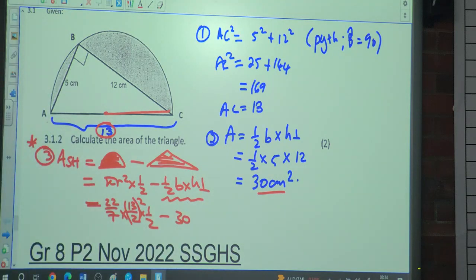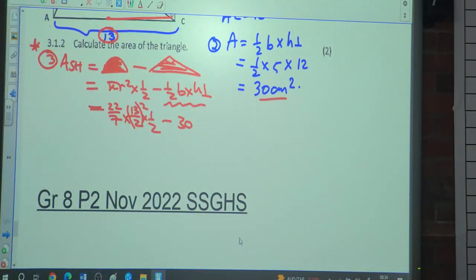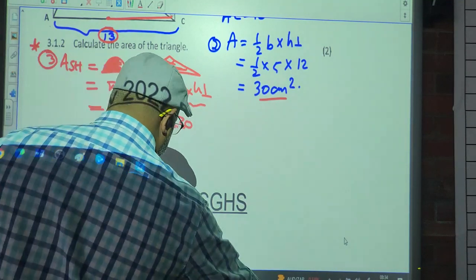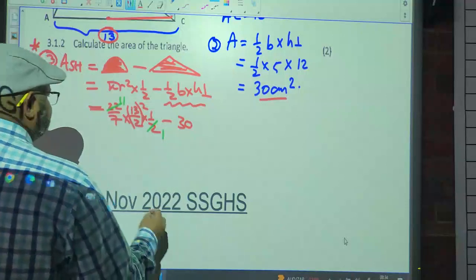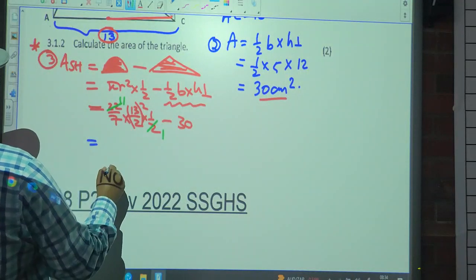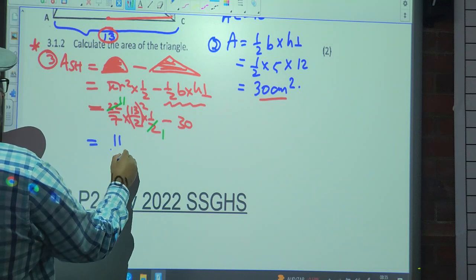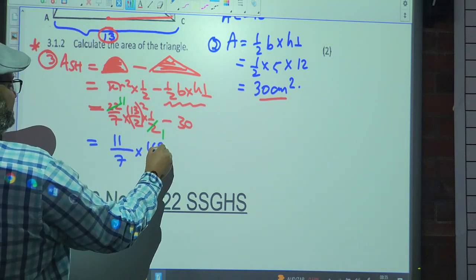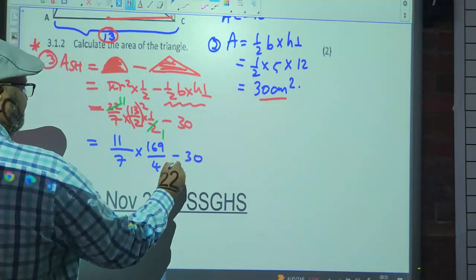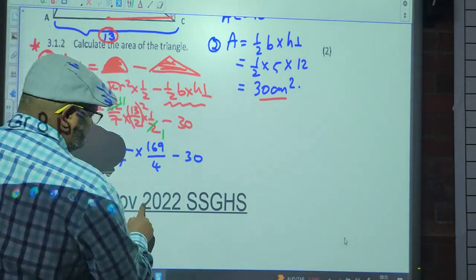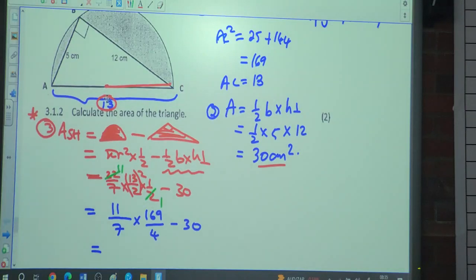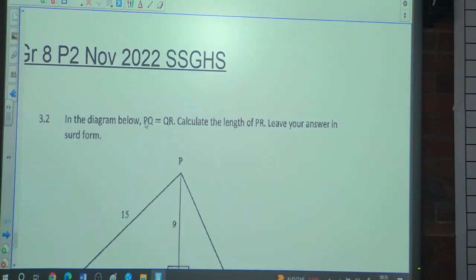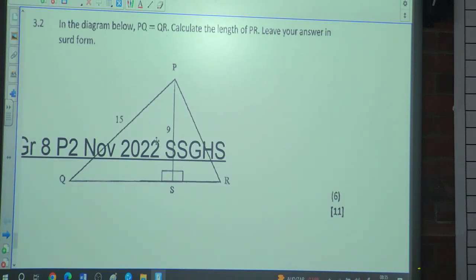You see that, people? Then from there, I just go and calculate. 2 goes into 22, 11 times. So it's 11 over 7 multiplied by 169 over 4, minus 30. Then from there, just some multiplication and whatever you need to tidy up. You guys understand? But the numbers are fairly large, so I would probably have used smaller values here, because you will not be using a calculator.